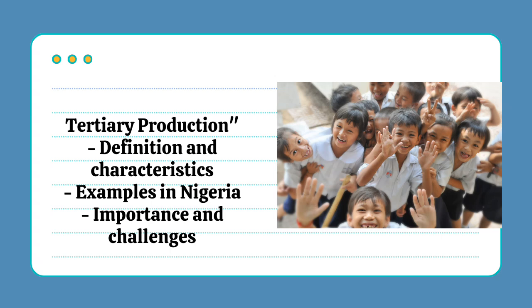Characteristics: intangible output, often requires high level of human capital, can be easily customized to consumer needs. Examples in Nigeria: financial services, banking, operation of First Bank and GTB Bank; education, universities, vocational training institutes; healthcare, hospitals, clinic and telemedicine services; information technology, software development companies in Lagos; tourism, hotel, tours operators and cultural heritage sites.